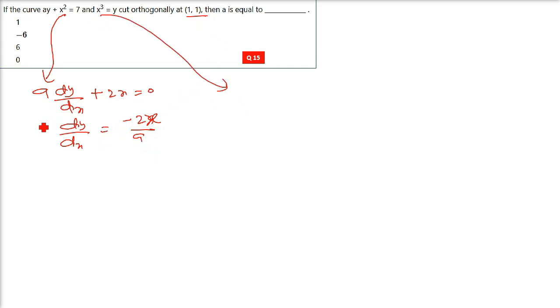The other one, again the same thing. So it will be 3x square is equal to dy by dx. So this is m1 and this is m2. Now multiply this m1 and m2. What do you get? It is 1, 1. The point is already given, so just replace x as 1 and y as 1.